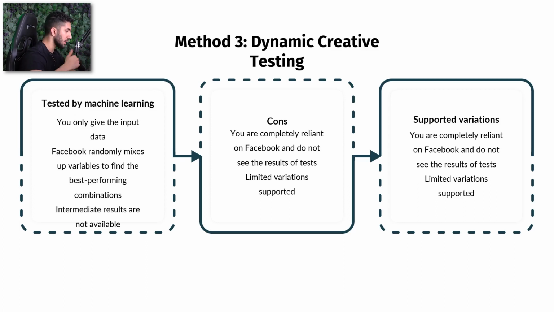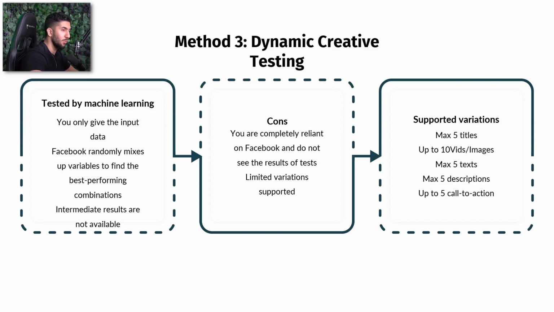When scaling, you can just let Facebook do its thing, because Facebook wants you to make more money. When you make more money, you spend more on them, and the circle goes around, right? So cons with this are you're completely reliant on Facebook and do not see the results of the test, and it's limited variation supported, right? Because you cannot do it more than 4 to 5 times. You are completely reliant on Facebook and you do not see the results, and as I said before.